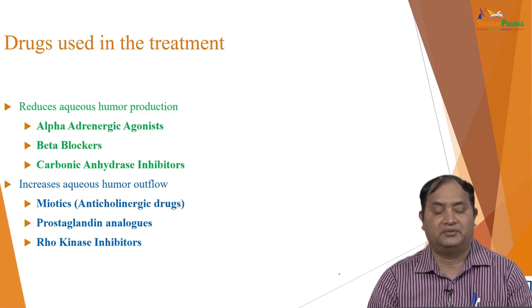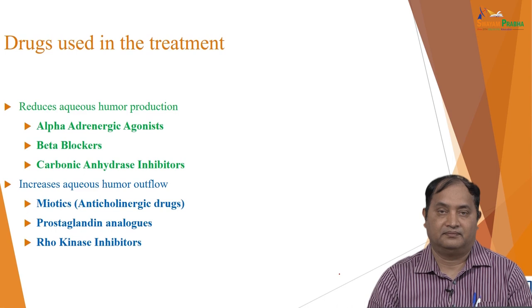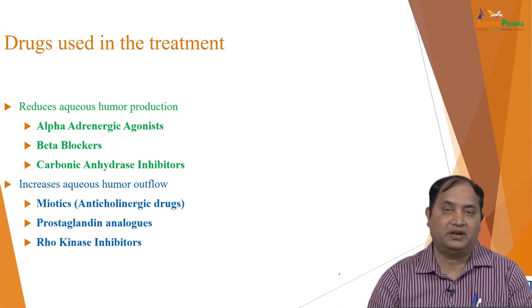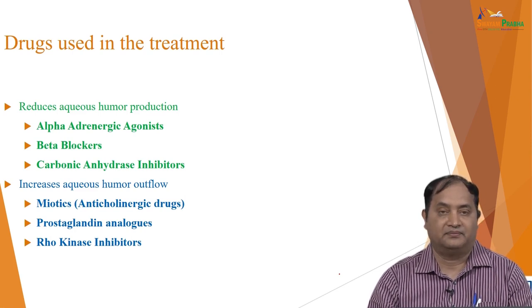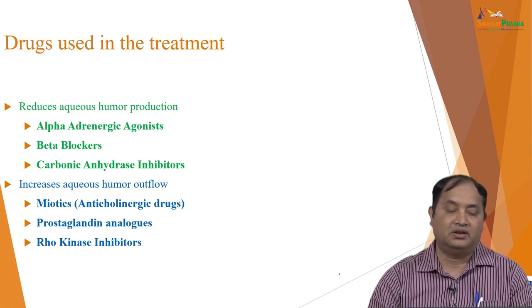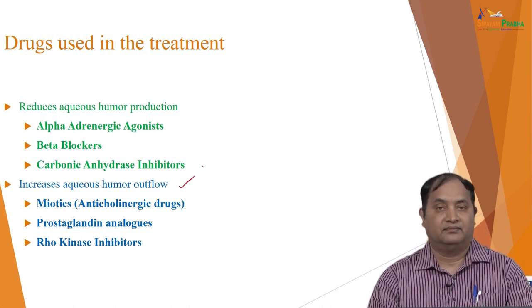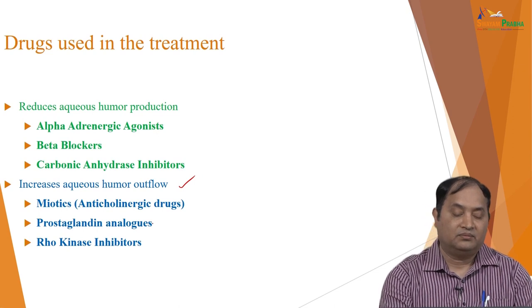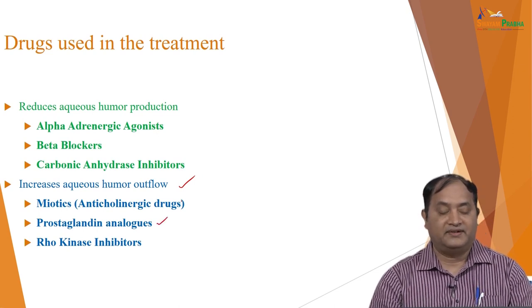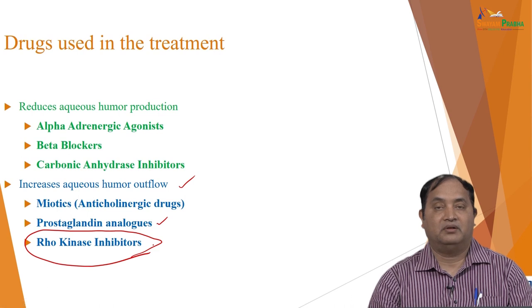There are various options of drugs in order to reduce aqueous humor production. One example is alpha adrenergic agonists. Second, we have selective beta blockers. Then we have a group of drugs which act as carbonic anhydrase inhibitors. Or you can give a medication that increases the aqueous humor outflow. For example, myotics, which are basically cholinergic drugs. Or you can select prostaglandin analogs, or you can select Rho kinase inhibitors. This is a new group of drugs which is used in the treatment of glaucoma.